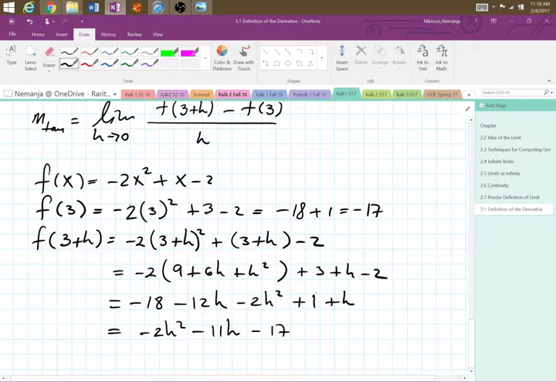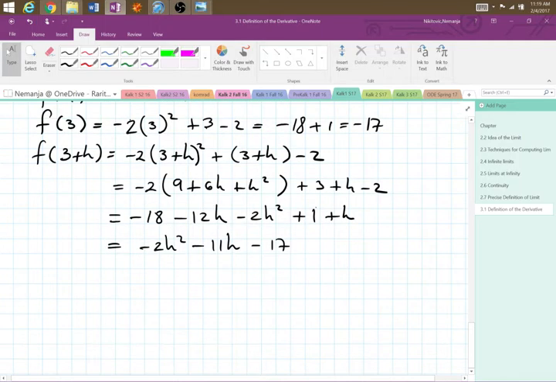I don't know if you're into fixing computers or fixing cars or fixing whatever, just swap the component, right? So instead of this, f of 3 plus h, I have this mess. Instead of minus f of 3, I have negative 17. I just swap those things in. Just plug them in. I have the pieces. I plug them in now.